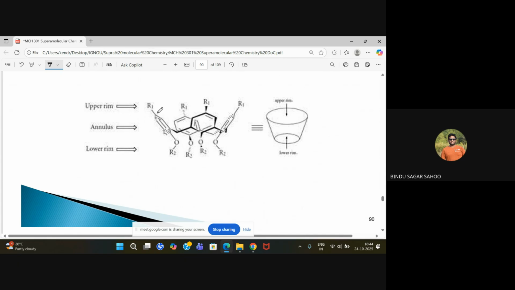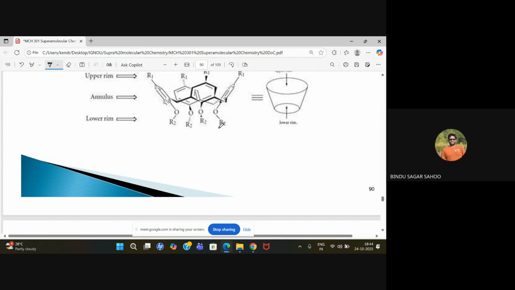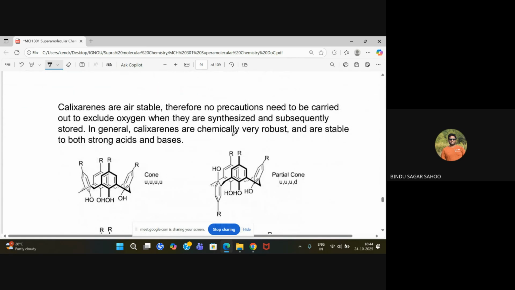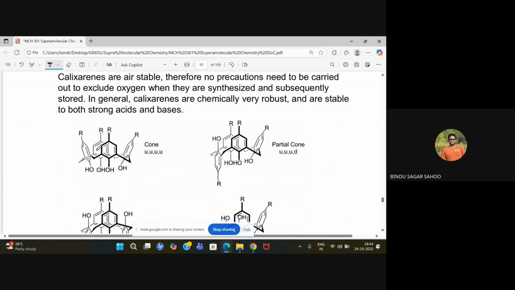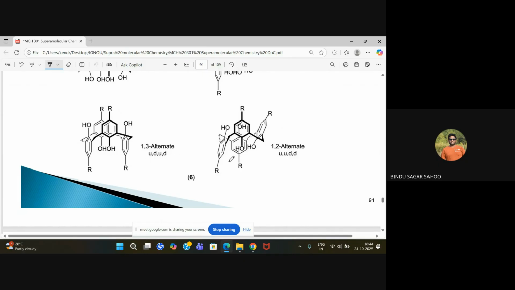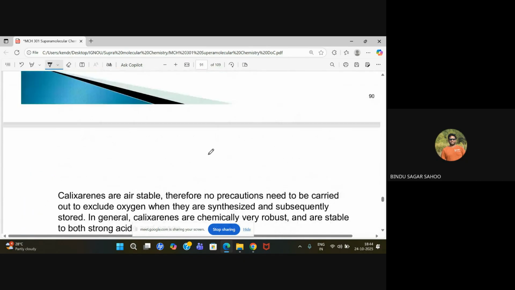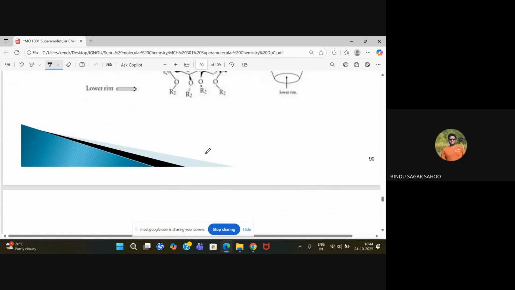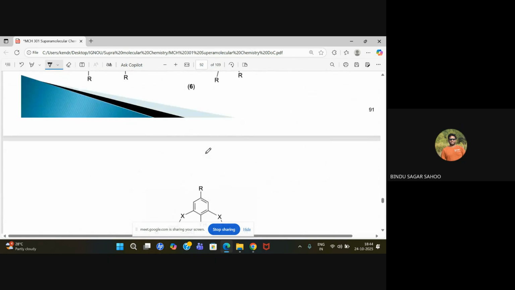But the upper part always contains alkyl groups that create a hydrophobic environment. And the middle part of the cup is always surrounded by aromatic rings covered with pi electrons. You can see the structure like that, and you can also draw the structure like that. But this much is sufficient for your master's degree course.